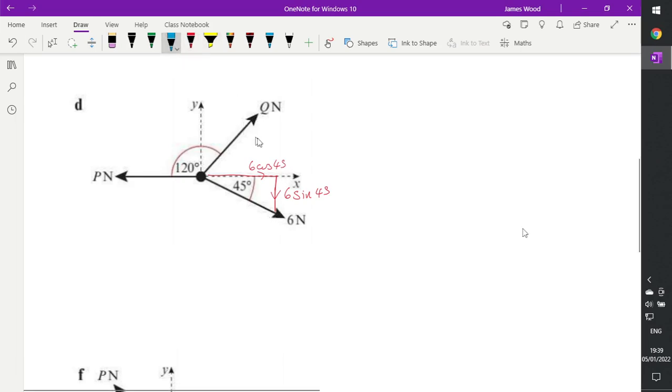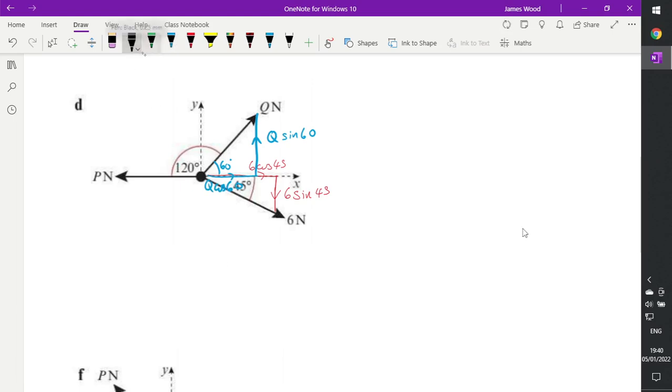Now the Q we need to resolve. I'll do that in a different colour. So this component here is going to be Q, but we don't know this angle here. I suppose we can just work it out. If this is 120, this must be 60, just because angles on a straight line add up to 180. So this is Q sine 60. And then horizontally, we have got Q cos 60.